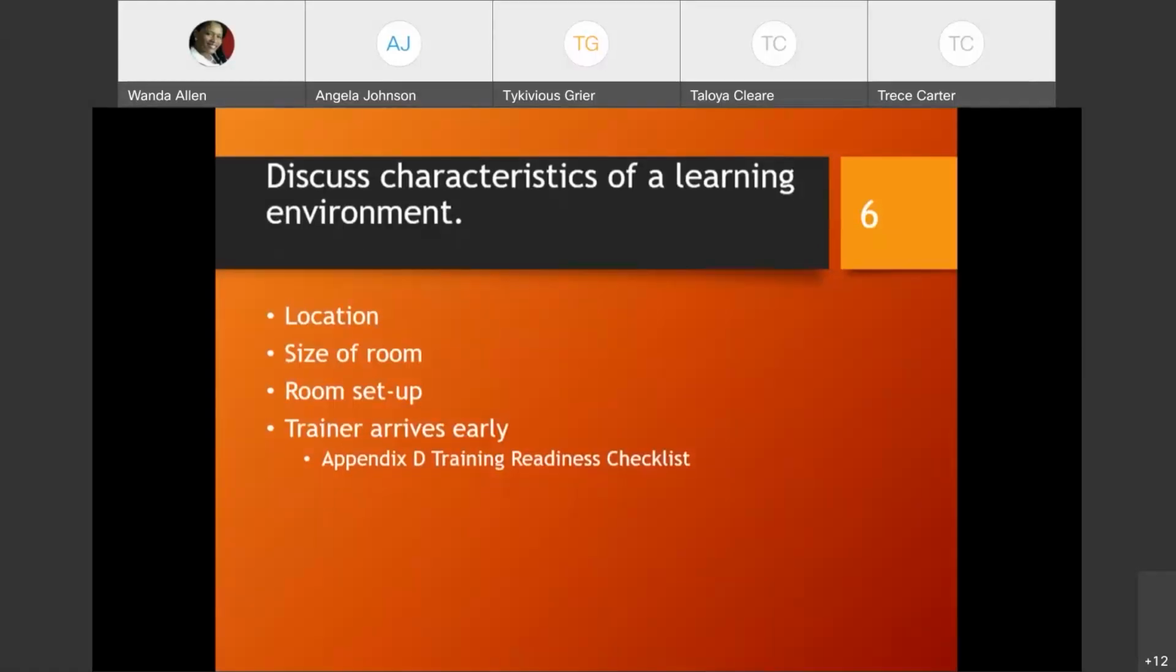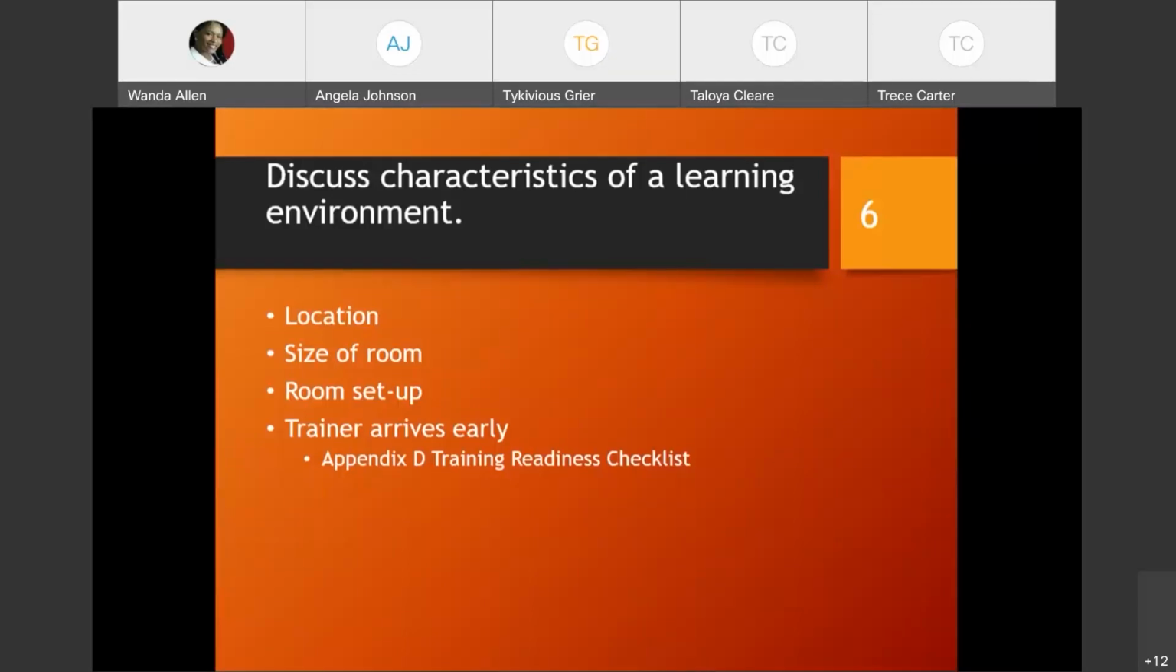Our next objective is to discuss characteristics of a learning environment. Someone tell me, what do you think an ideal learning environment would be like? Could someone describe an ideal learning environment? For starters, the ideal learning environment should be comfortable and free from distractions. That is of utmost importance. It does need to be comfortable and free from distractions.